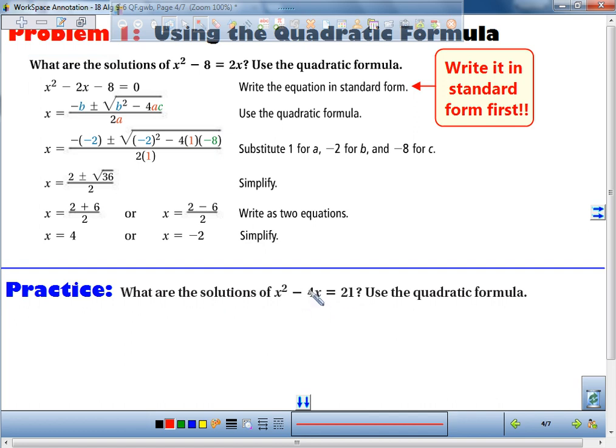Before we can use the quadratic formula here, remember we need to get it in standard form. So for this one we're going to write in standard form first. That means everything needs to be on the left side and it has to be set equal to 0. So we're going to subtract 21 on both sides. So now we have x squared minus 4x minus 21 equals 0. Then what I usually like to do is write down what A, B, and C all equal.